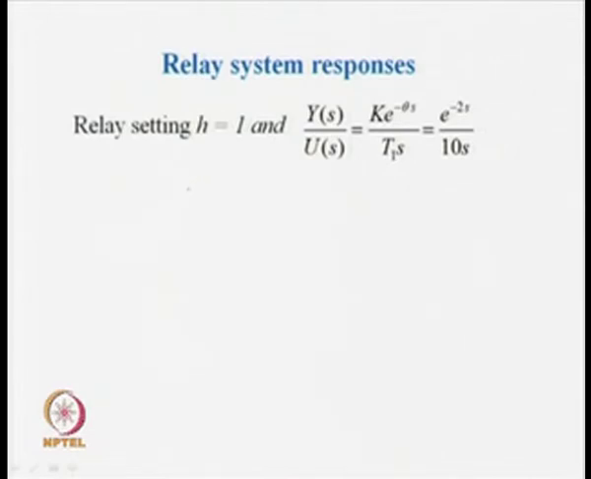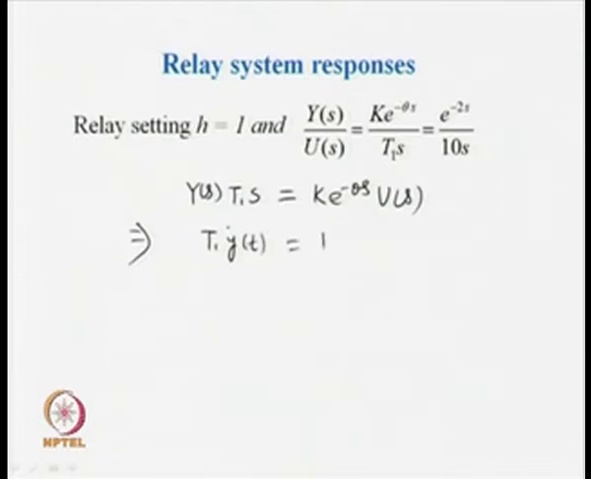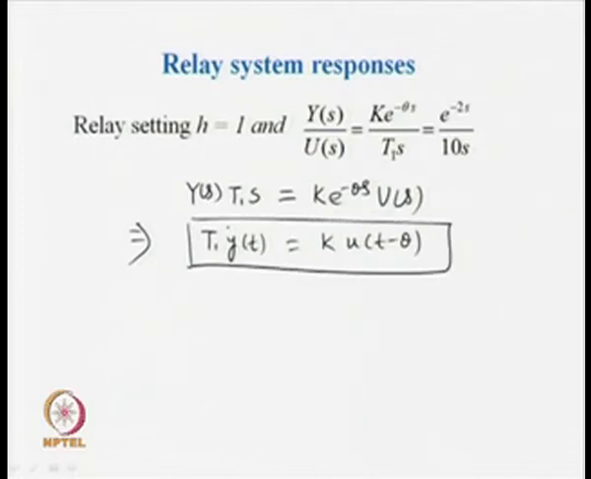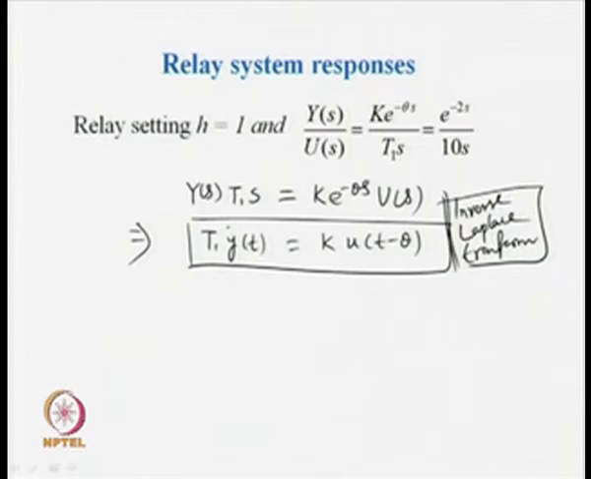Now, again cross multiplying, I can find Y(s) T1 s is equal to K e to the power minus theta s U(s). This can ultimately be written in the form of T1 y dot t is equal to K u(t minus theta), using inverse Laplace transform. So, use inverse Laplace transform to find the dynamic equation in time domain form.